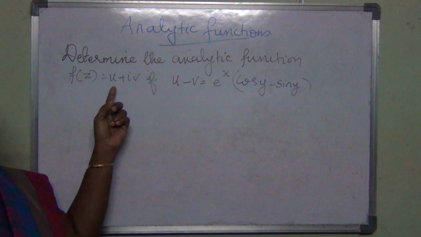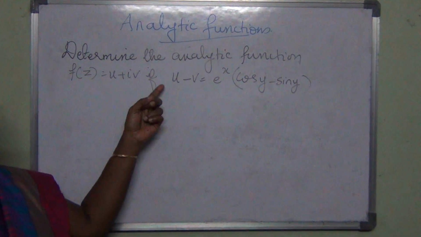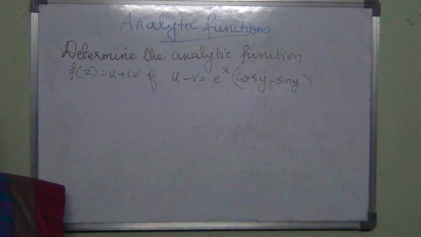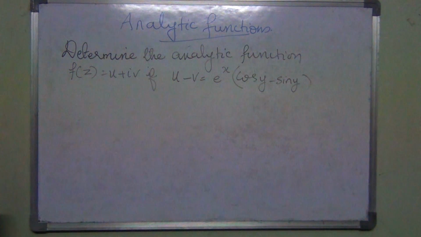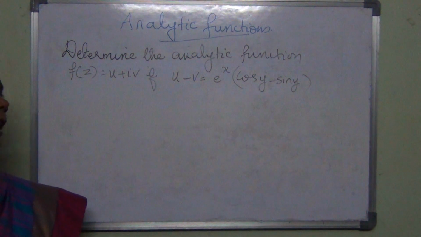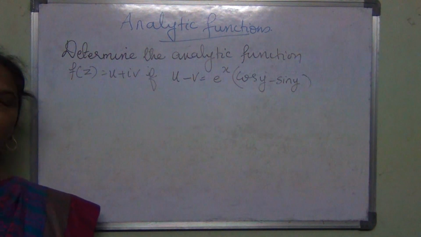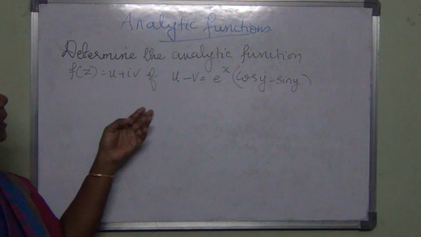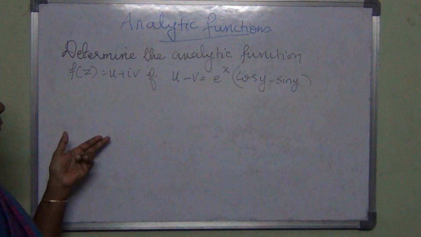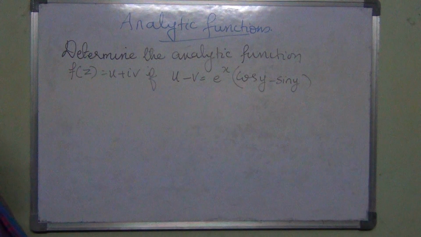Today let us see how to determine the analytic function f(z) = u + iv whenever u − v = e^x (cos y − sin y). Already we have seen how to determine the analytic function by using the theorem, when the real part is given and when the imaginary part is given. Now here, f(z) = u + iv, we have to determine when u − v = e^x (cos y − sin y).